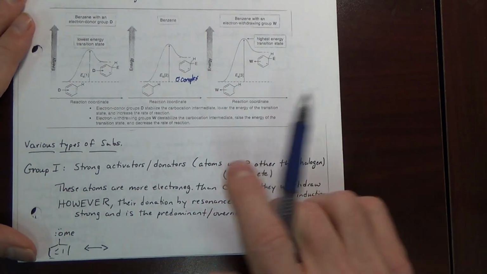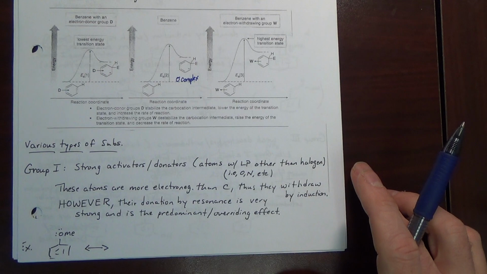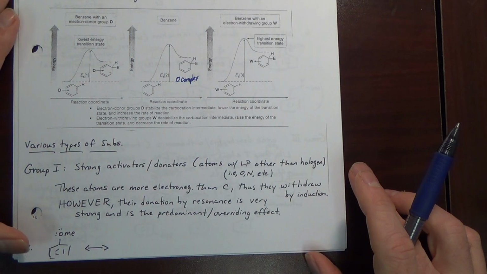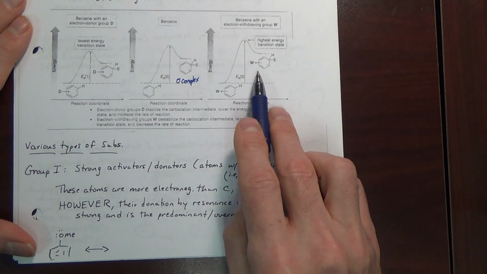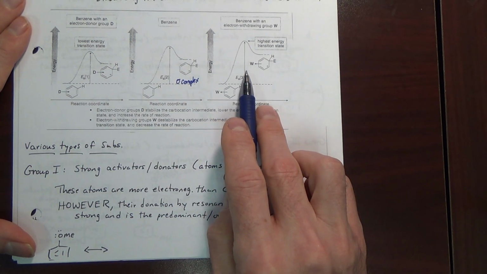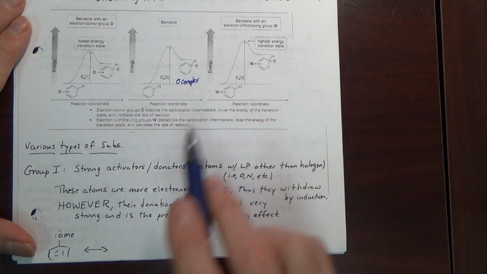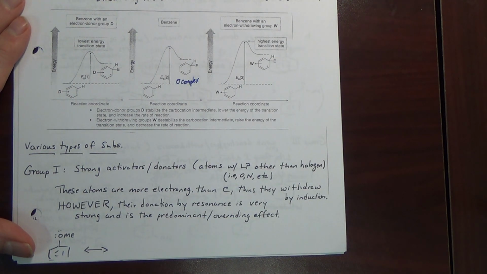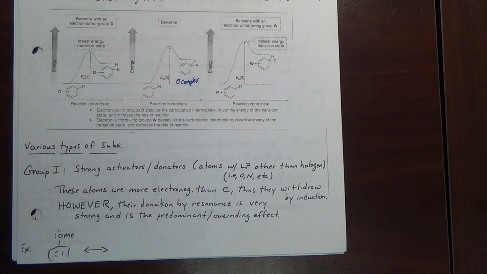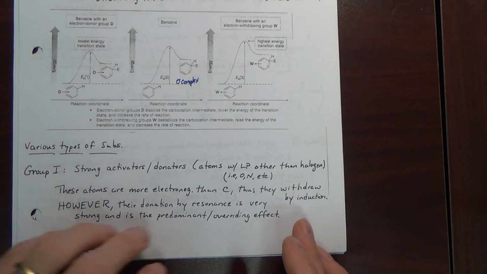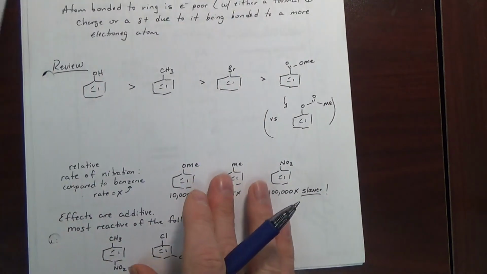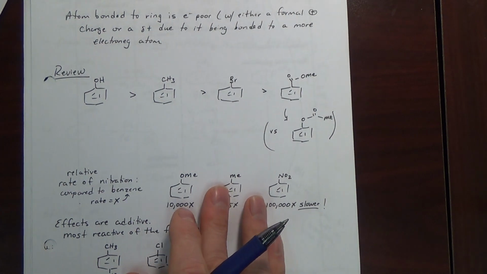Now, that should be pretty straightforward. What we need to look at in detail is what groups are net donators, what groups are net withdrawers, and then how do each of those groups act? Do they act by resonance or do they act by induction? All right, we'll look at these groups. We'll also group them into, I believe, 4 different groups, Roman numeral 1 through 4.